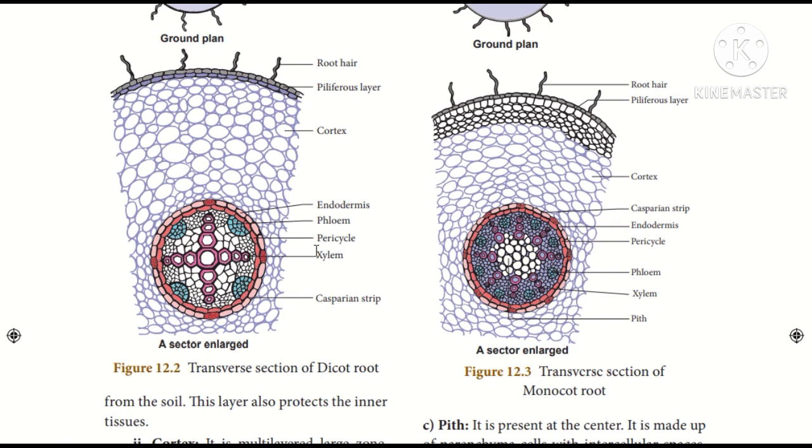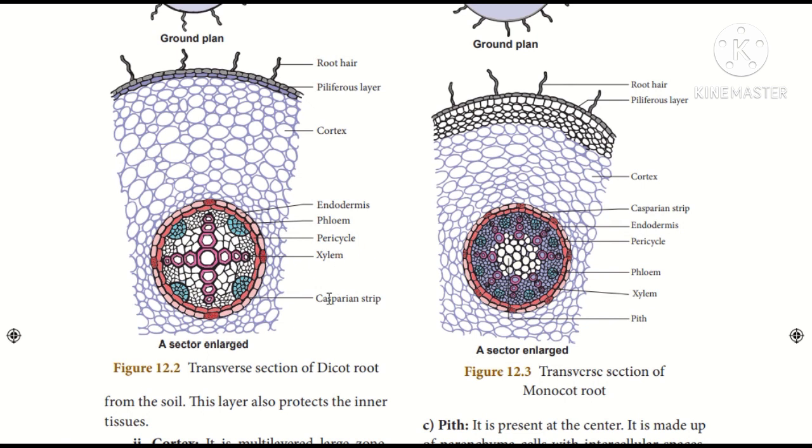And the fourth important layer is the stele. What is the stele? All the tissues which are present inner to the endodermis. And what is the endodermis? I have told you: the innermost layer of the cortex is the endodermis. So all the tissue inner to the endodermis constitutes the stele, and the stele includes the pericycle and the vascular bundles.